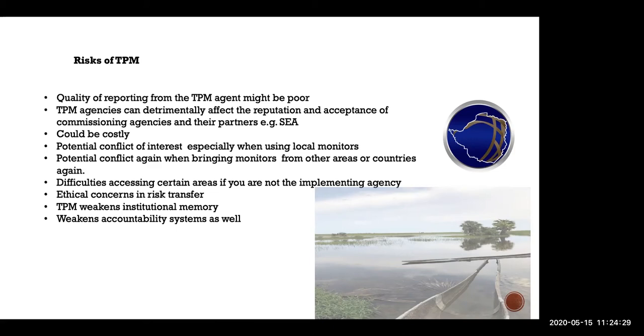monitors. So you can actually find out that there might be conflict of interest if a local monitor is from a particular place and is going to see, for example, a WASH project, and they are monitoring the construction of toilets and they're going back and forth. They might end up creating rapport with the people on the ground or the implementing partner staff members. And this might introduce bias into the way that they do their reports.